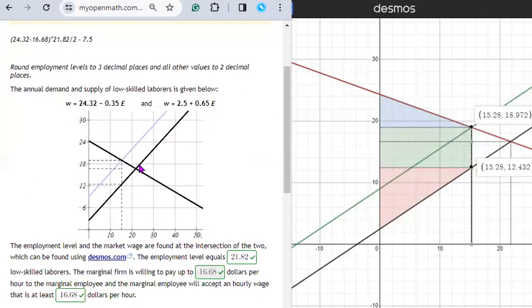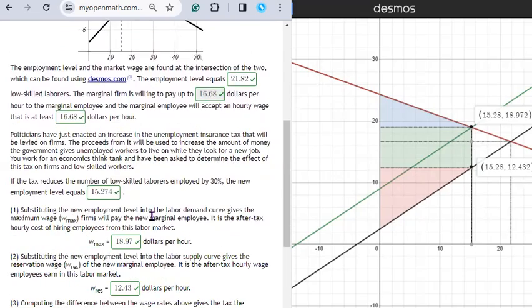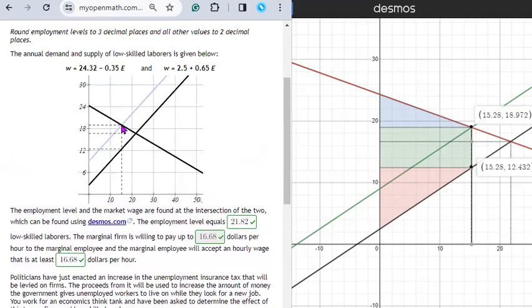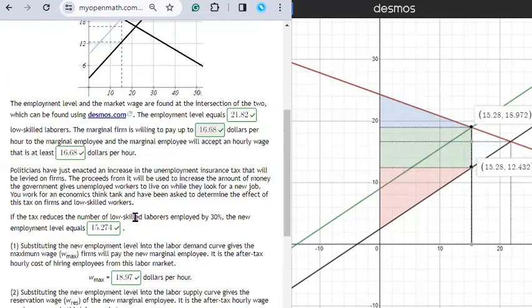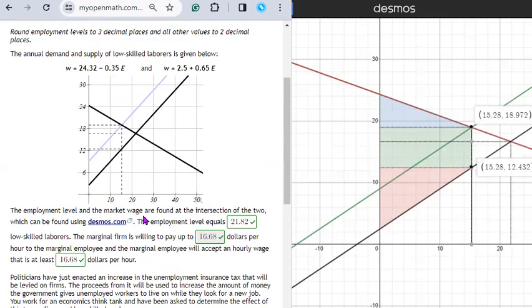So now, instead of taxing the firms and demand shifting down to here, we're taxing the employees and supply decreases to this point here. It shifts to the left, right? Which pushes the wage up, right? It pushes the equilibrium wage up to 18.97, right? Now the employees would like the employer to pay this tax, right?